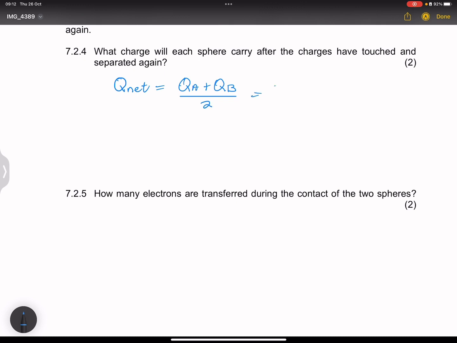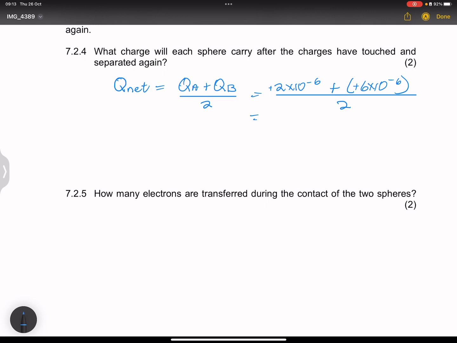So that's going to be 2 times 10 to the minus 6. Now, this is the only part where you are allowed to take the sign of your charges. So that's a positive plus a positive 6 times 10 to the minus 6, and this is divided by 2.